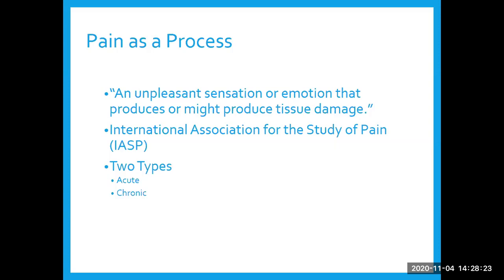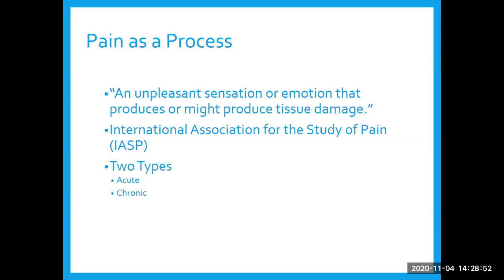So the definition of pain, as defined by the International Association for the Study of Pain, is an unpleasant sensation or emotion that produces or might produce tissue damage. As a memory jogger, you want to know that pain is whatever the patient says it is, occurring whenever the patient says it occurs, and at the intensity the patient states. So, you're going to have different parts of pain.